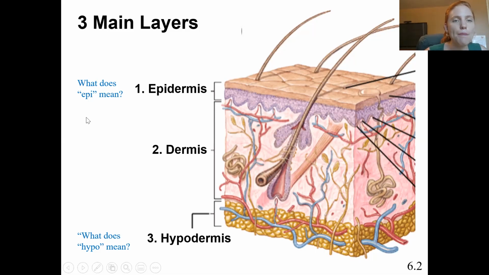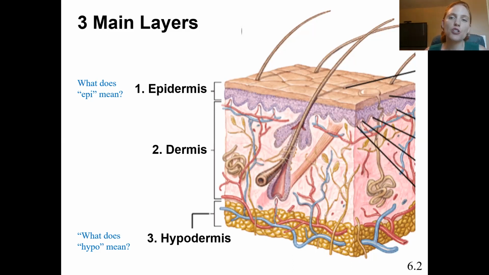So the epidermis is going to be the layer that is above the dermis, right? So if you don't have epi on your little prefix and root list, go ahead and add it. And then underneath the dermis would be the hypodermis. Hypo means below. So it's got this perfect kind of mirroring here. You got the dermis in the middle, and then above it is the epidermis, and below it is the hypodermis.